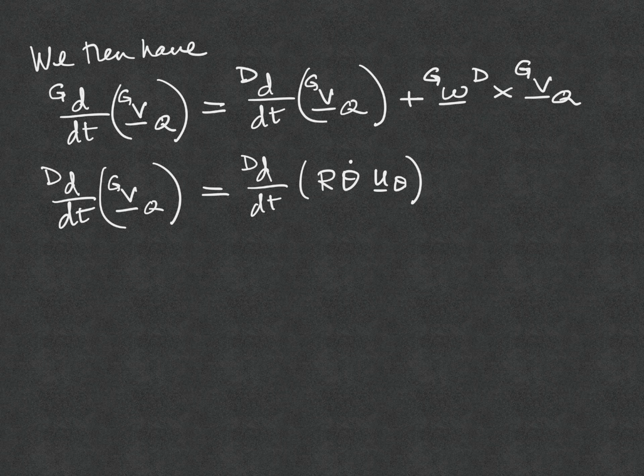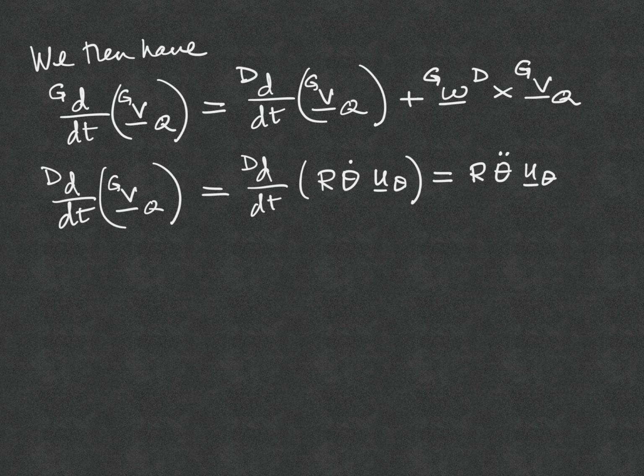So the only thing in this expression that changes when viewed from the perspective of the disk is that the angle theta is changing, because r is fixed, it is a constant, and u theta is fixed in D. So as a result, this rate of change becomes r theta double dot u theta, because again, r is constant and u theta is fixed in D. So the only thing that's changing from the perspective of an observer fixed in the disk is the angle theta.